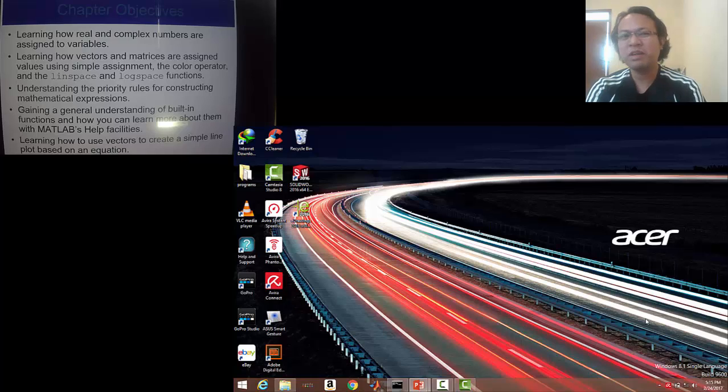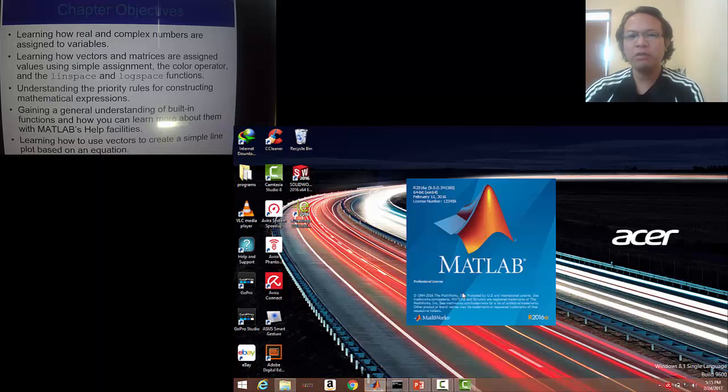So, before we start, we really have to open MATLAB. Okay, in my computer, I already installed MATLAB, so I will open it. We will just wait for a while, and anyway, while waiting, let's move the screen first.